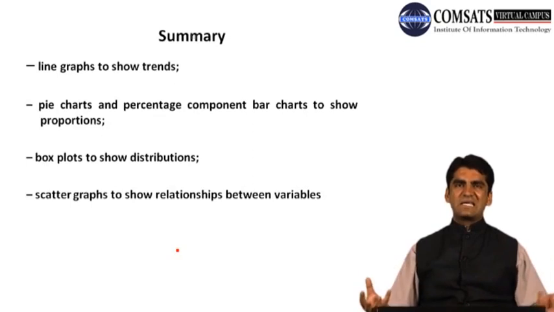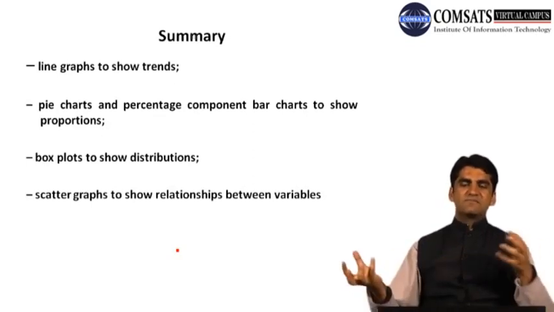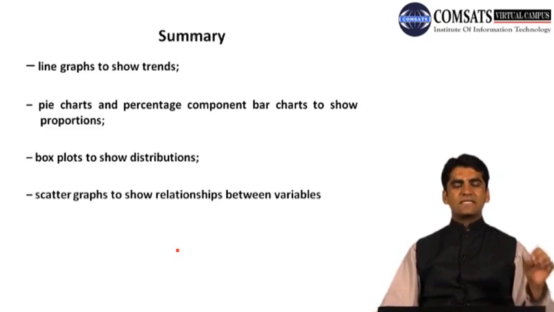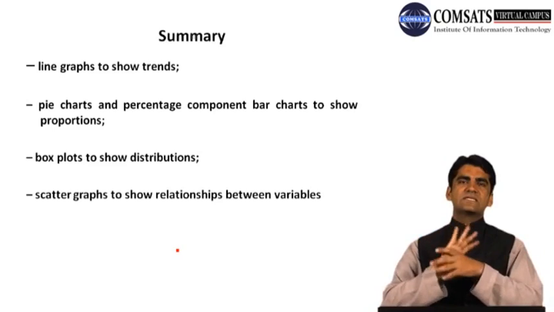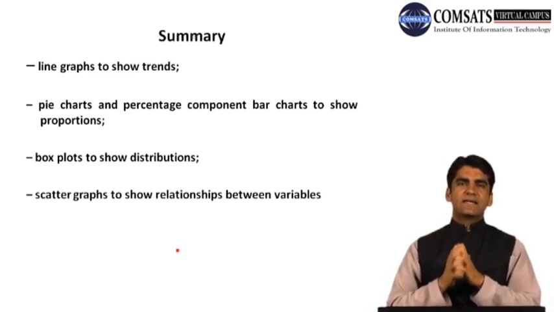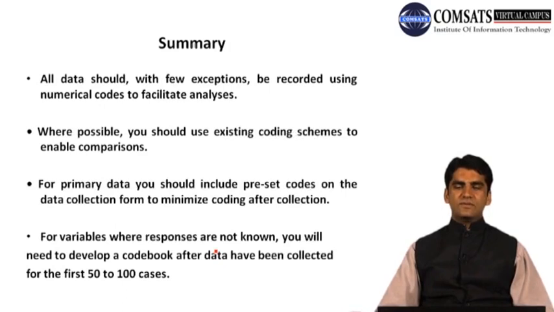Line graphs show trends, pie charts show percentage components, bar charts show proportions, box plots show distribution, and scatter graphs show relationships between two variables. So these are various graphs and ways of presenting your basic data in tabular, graphic and diagrammatic form. All data should be recorded using numerical codes to facilitate analysis.